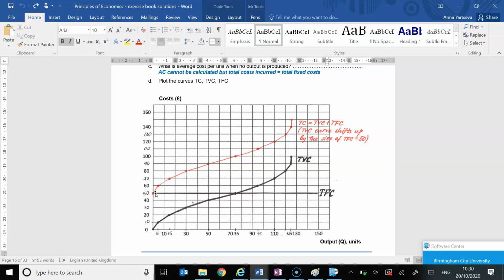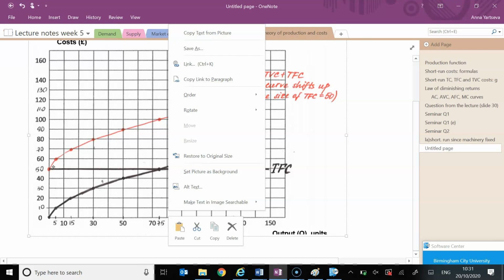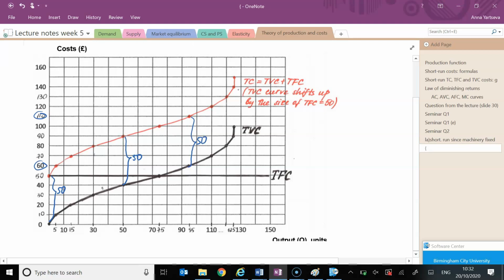And the next curve is total cost curve, shown by red line. As you can see here, it's simply a sum of the black curves. What we are doing here, we take total variable cost curve and shift it upwards by 50 pounds. What we can notice here is that this distance always remains 50 pounds. If we take this distance, for example, it's 90 minus 40, it's 50 pounds. Distance between these points, for example, it's 110 minus 60, it's 50 pounds. Difference between these top points is going to be 150 minus 100, 50 pounds.